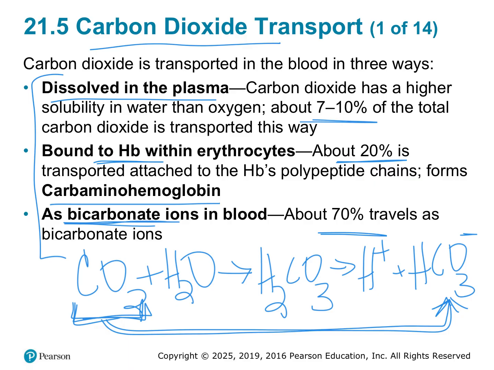This also explains why we see an increase in the hydrogen ion when we have an increase in carbon dioxide levels. So if the partial pressure of carbon dioxide increases, that increases hydrogen ions, which would make the area more acidic or decrease the pH.